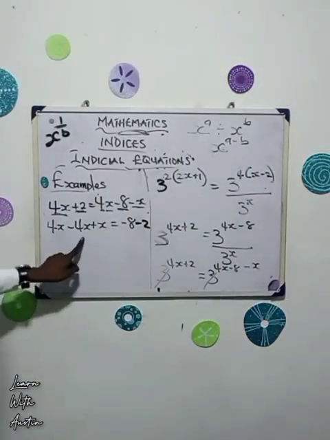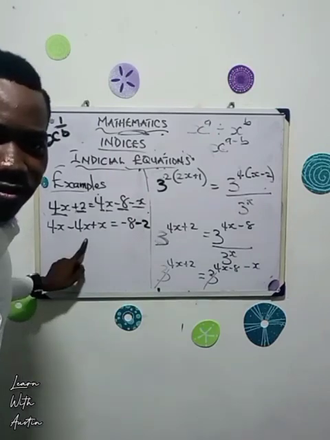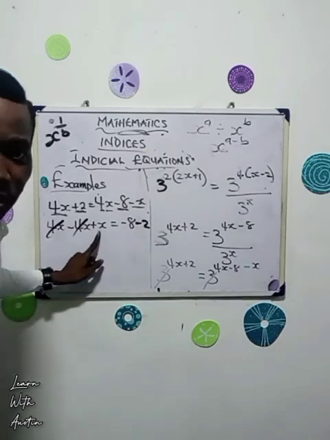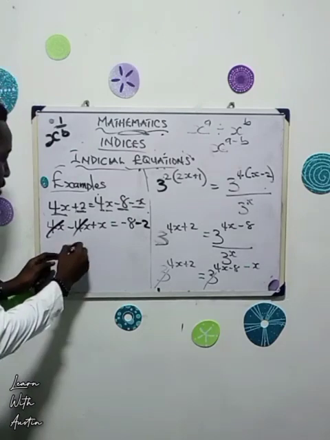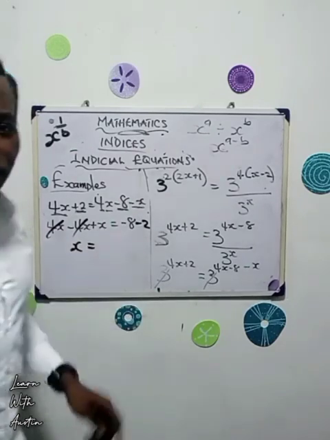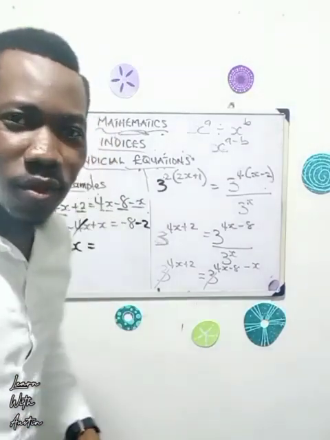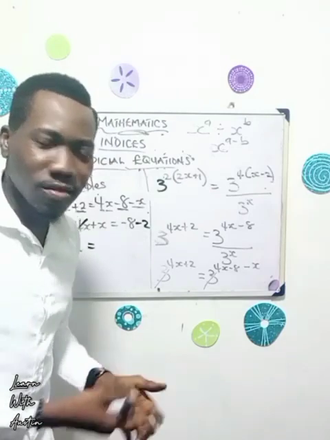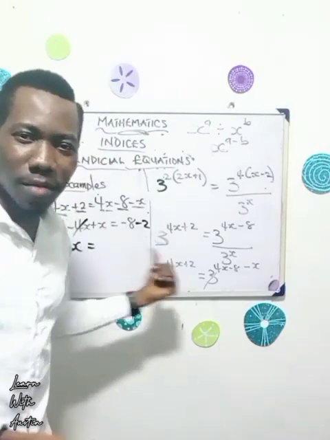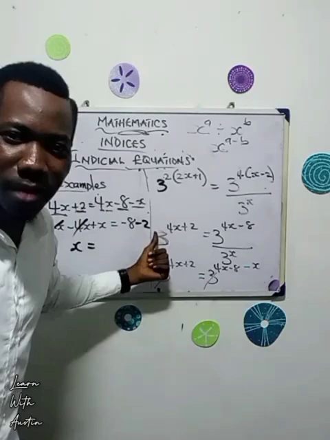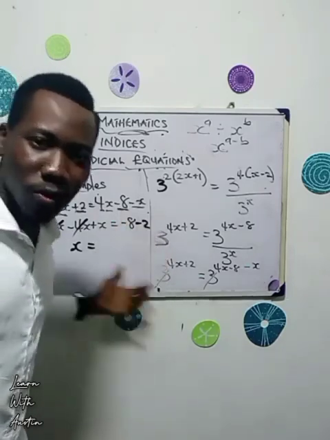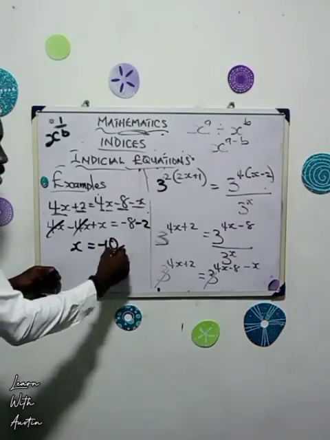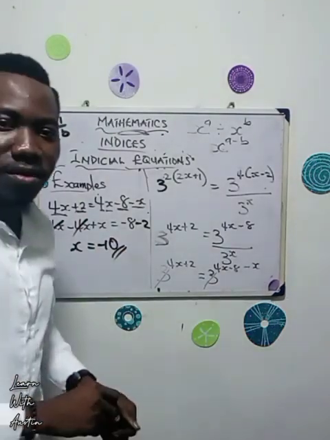So 4x minus 4x, 0. Cancel out, alright? So we have just x plus x remaining, which is x. So x now equals, what is minus 8 minus 2? Use the same explanation I gave. I'm owing 8, I'm owing 2. Good, minus 10. I'm owing 8, I'm owing 2, I'm owing 10 altogether. So minus 10, and that's the value of x. Minus 10.